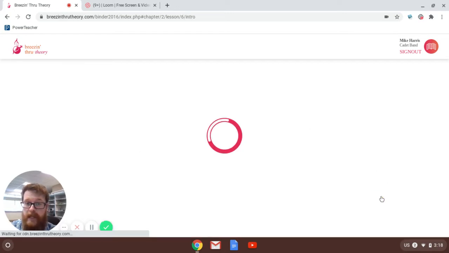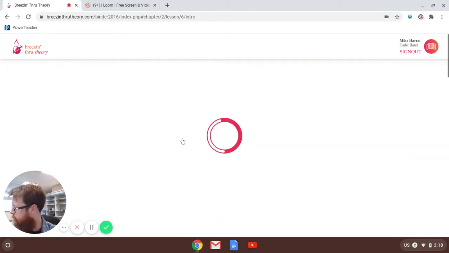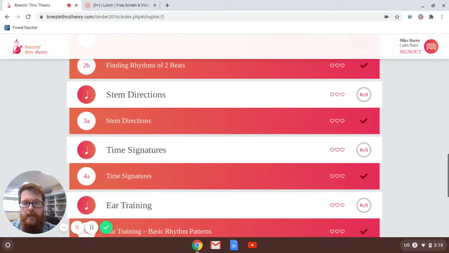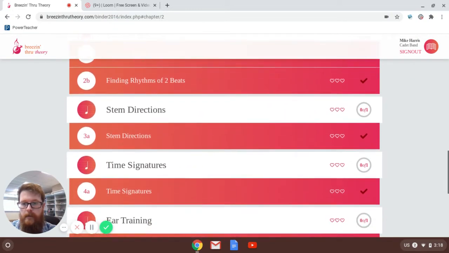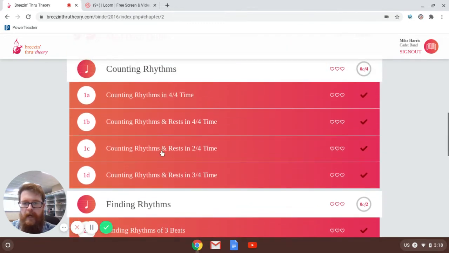Let's look at some of the mad dash drills that go along with these lessons. If we scroll down to mad dash lesson 2.1c, we're going to be working on counting some rhythms and rests in 2/4 time.